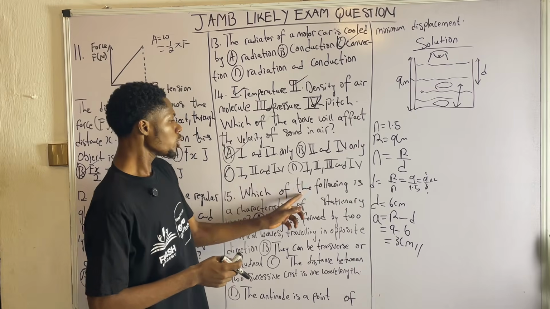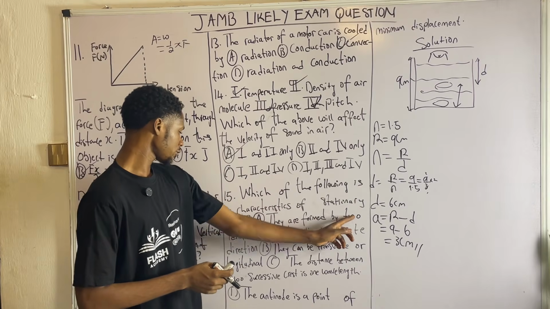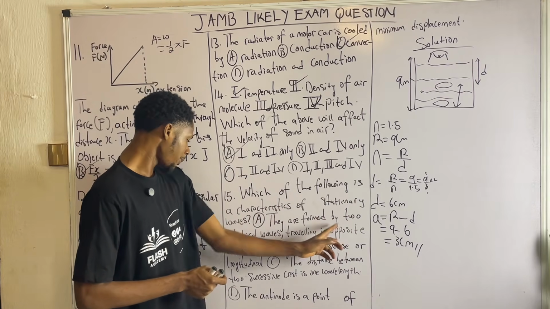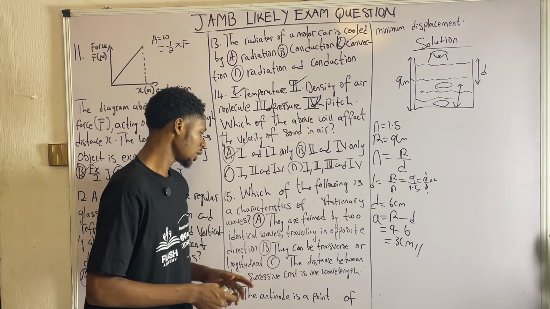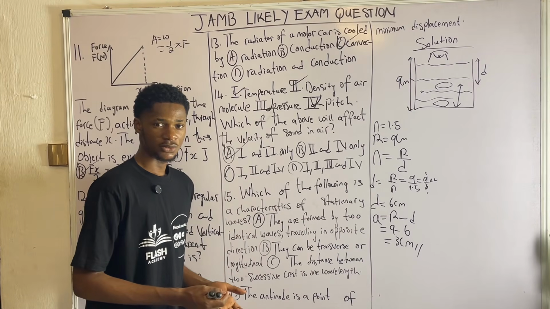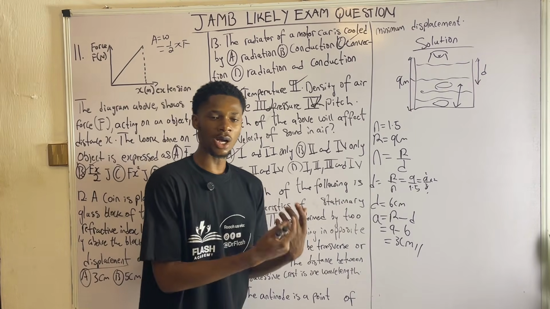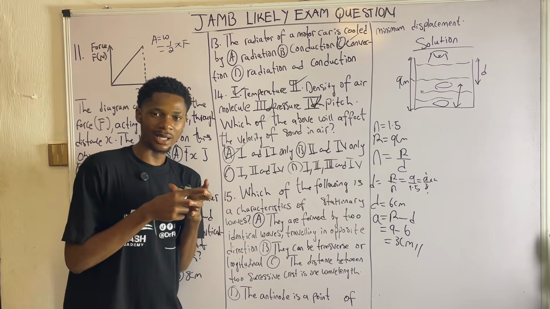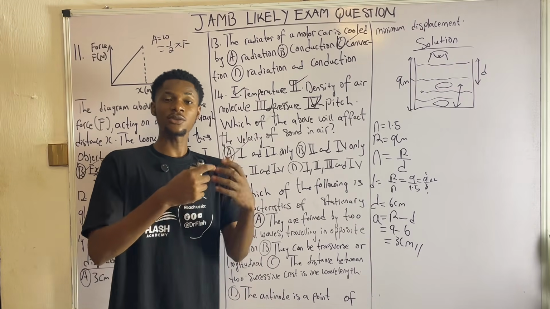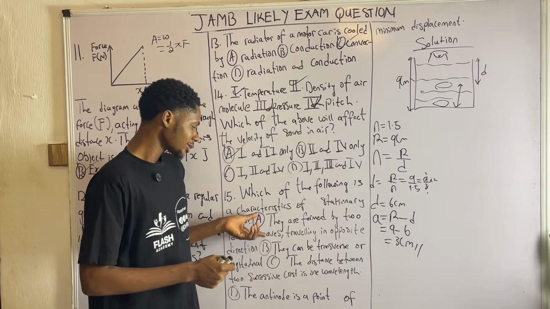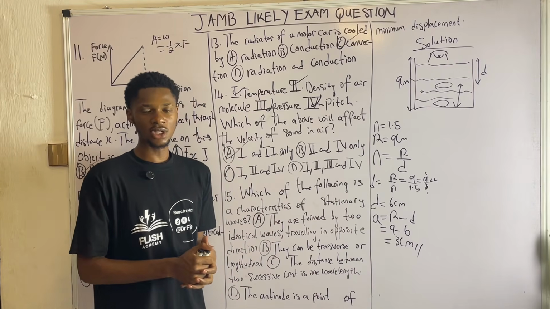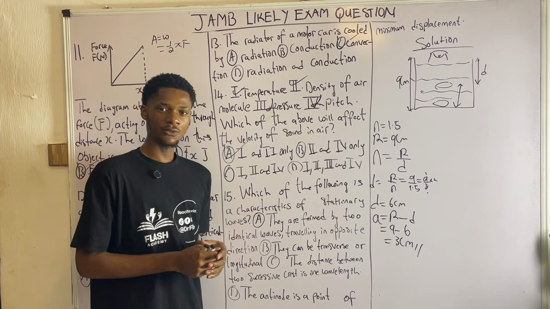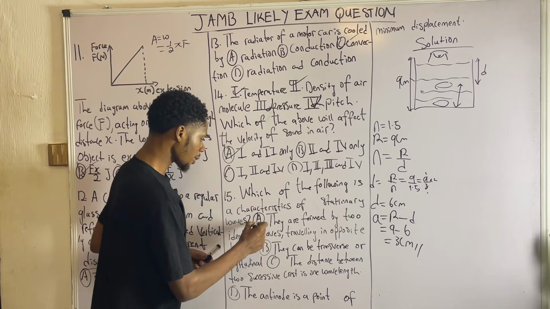The next question is, which of the following is a characteristic of stationary waves? They are formed by two identical waves traveling in opposite directions. This one gives the definition of stationary waves. When a wave hits an obstacle and it bounces back, they interact to produce most times even a stronger wave. That is, this option A gives us the definition of a stationary wave. But let's check the other options. Let's just mark it and check the other options.